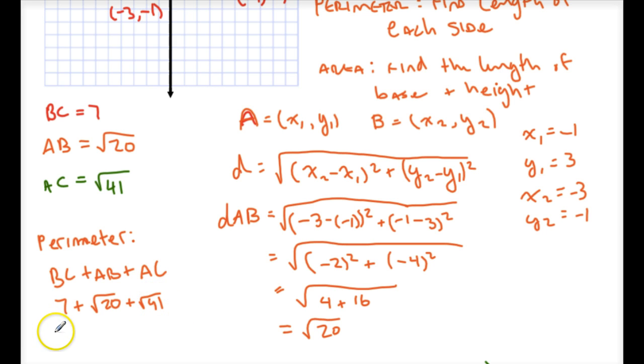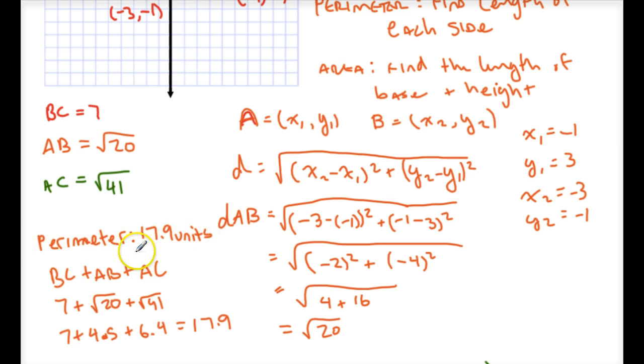And here we can approximate, so we'll round these to just 1 decimal point is fine. So the square root of 20 is right about 4.5, and the square root of 41 is right about 6.4. So the perimeter is 7 plus 4.5 plus 6.4, which is about 17.9. So the perimeter is 17.9 units.